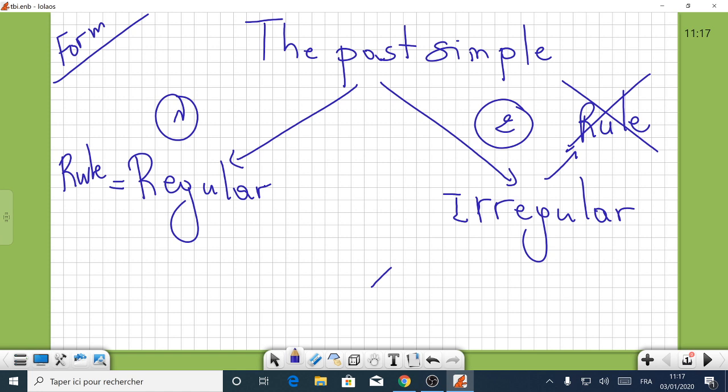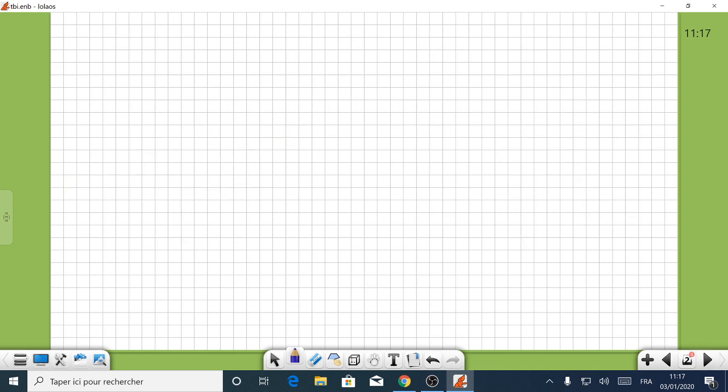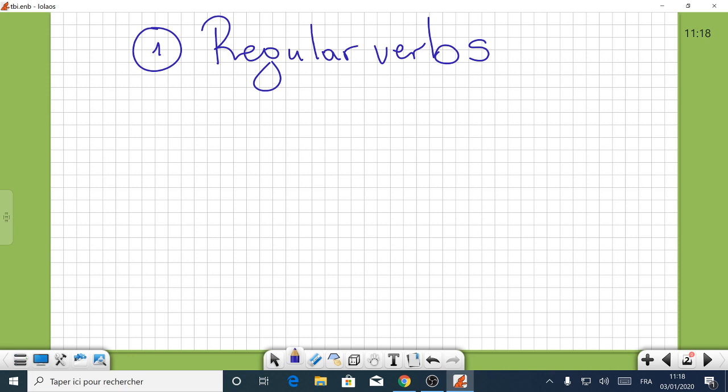Now we shall start first by the first category, which is regular. Right. So I take another slide and I write regular verbs. How to form regular verbs in English. When we talk about the simple past, we have regular and irregular. The first one is regular and the second one is irregular. So in this lesson today, we now start with regular verbs.